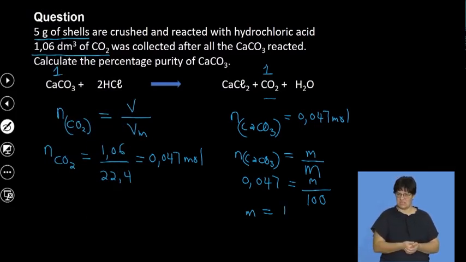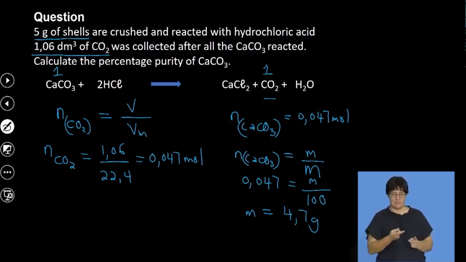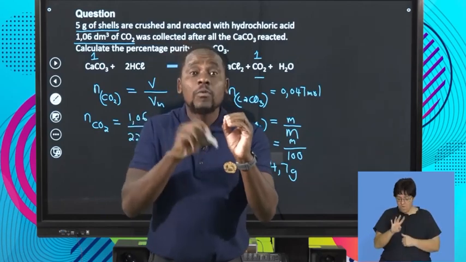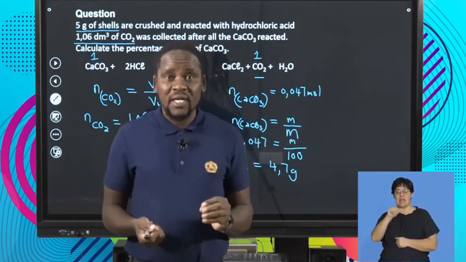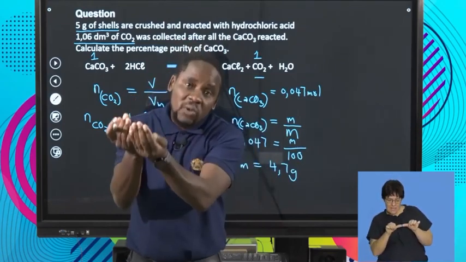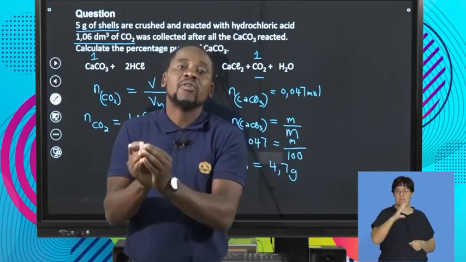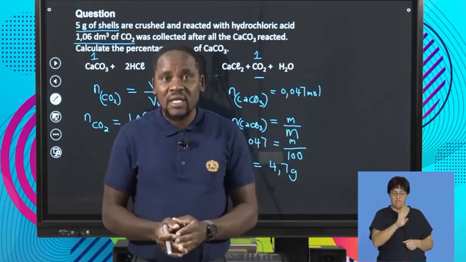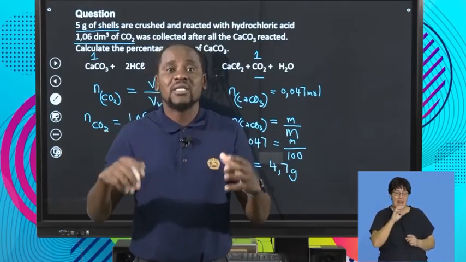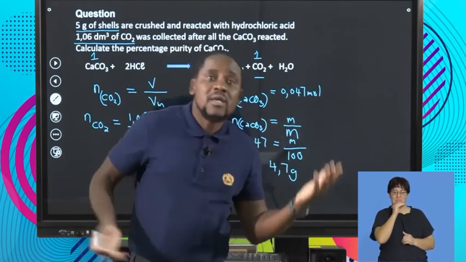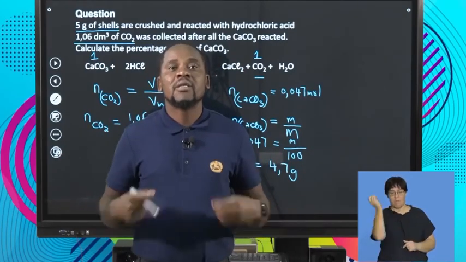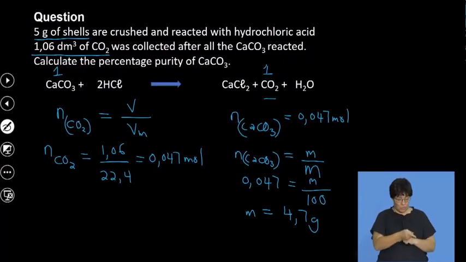Now, what is this 4.7 grams? Let's break this down and bring it into context. The total mass of the eggshell sample is 5 grams. Of that 5 grams, only 4.7 grams is calcium carbonate. So a major component of the eggshell is calcium carbonate, and the remainder is the impurity. This is the actual mass of calcium carbonate.